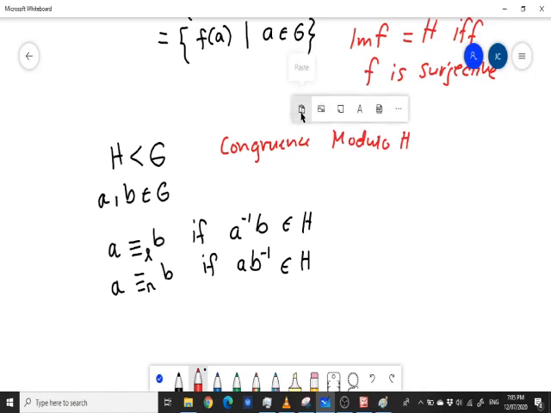Ano yan? This is, guys, add image, add note, add text. May add text pala. Haha, I didn't even know.